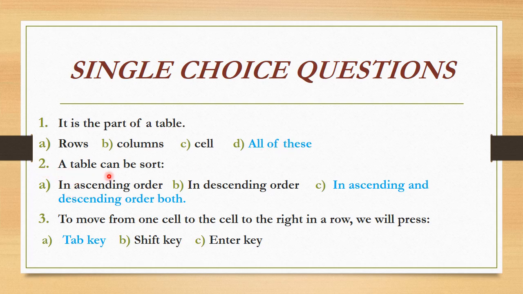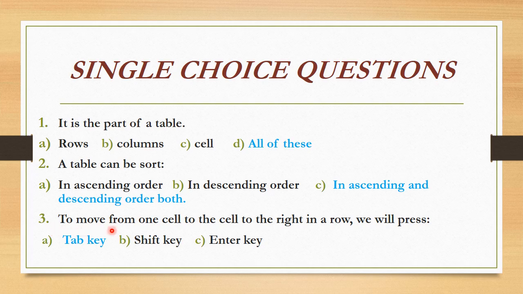Next question. A table can be sorted in ascending order, in descending order, and option C, in ascending and descending order both. So you all know that a table can be sorted in ascending order as well as in descending order. Here we have to choose only one correct option. So we will choose in ascending and descending order both.